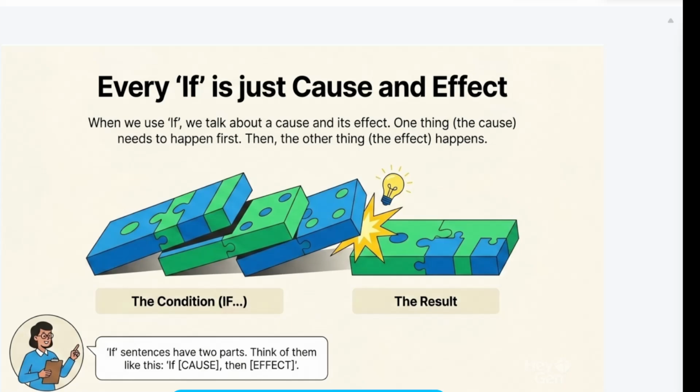Every if sentence has a simple idea behind it: cause and effect. The first part gives us the condition. This is the part with if. The second part gives us the result. We can think of the sentence like this: if something happens, then something else happens. So the condition comes first and the result follows. This cause and effect idea is important for understanding both the first and second conditionals.